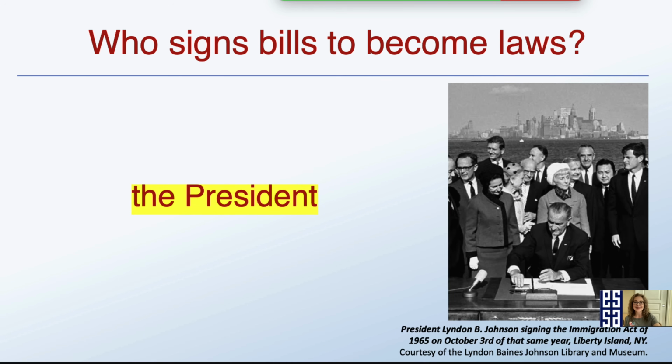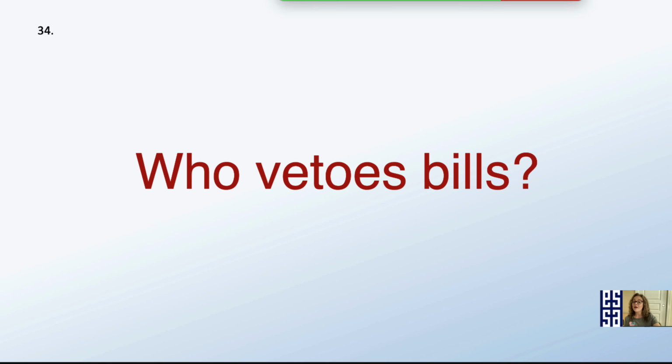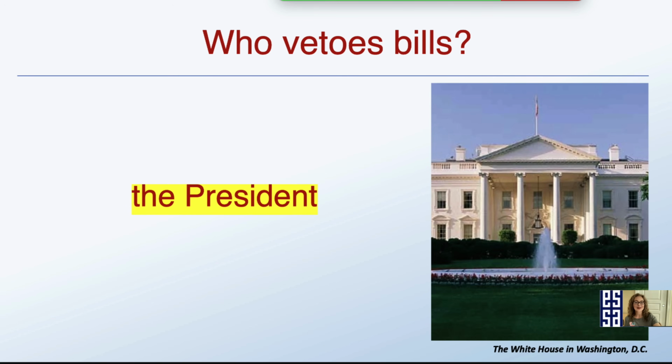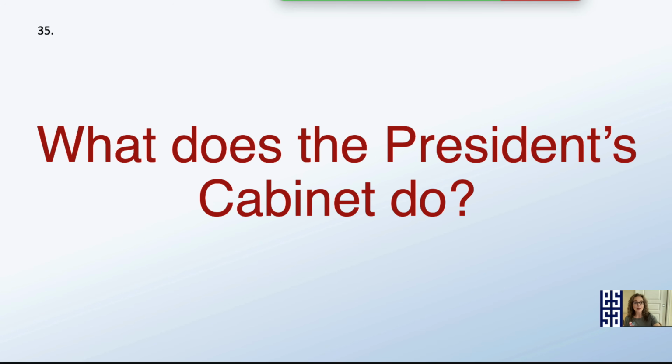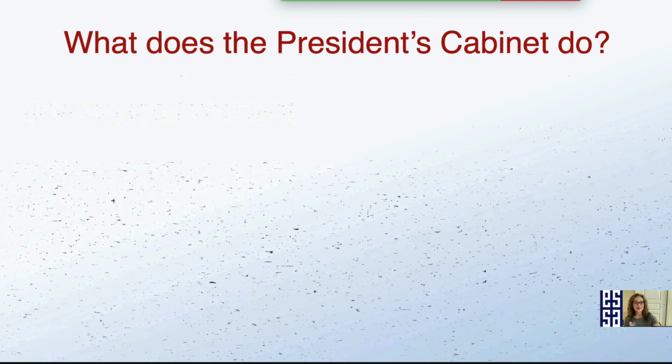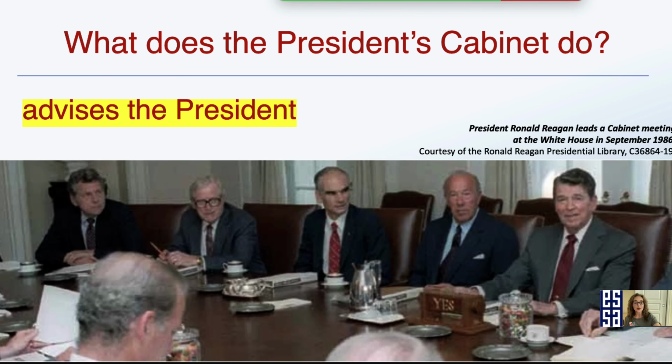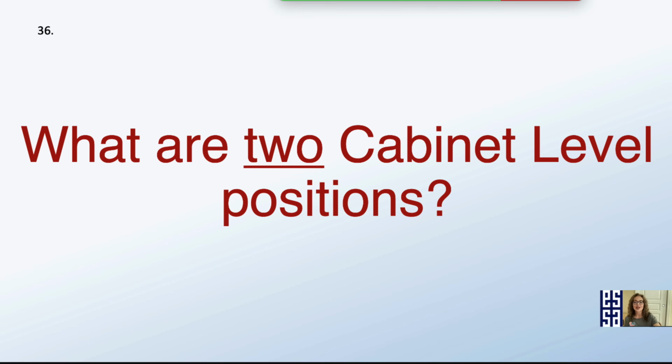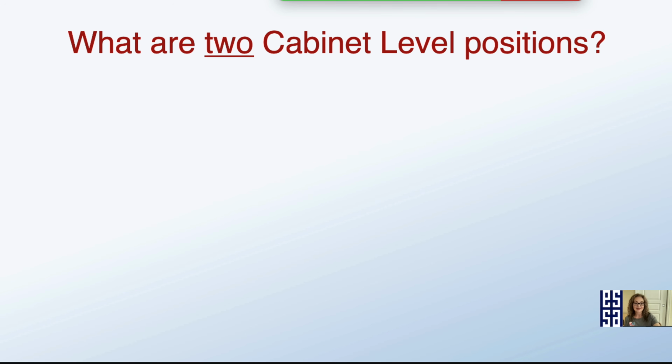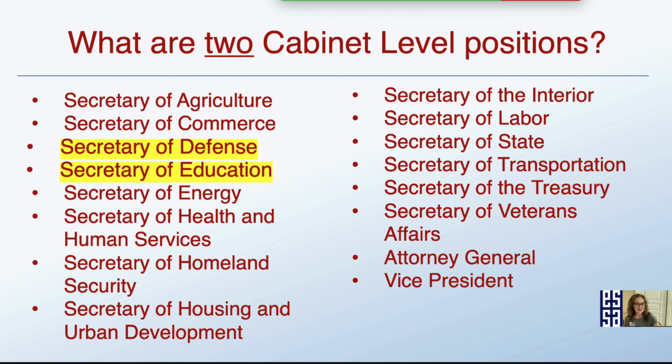Who signs bills to become laws? The president. Who vetoes bills? The president. What does the president's cabinet do? It advises the president. What are two cabinet-level positions? Here's a whole list to choose from, but I chose Secretary of Defense and Secretary of Education.